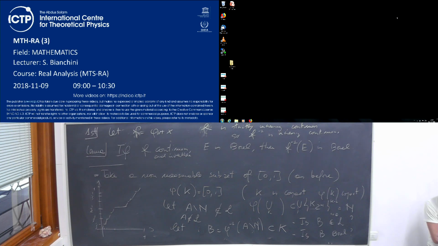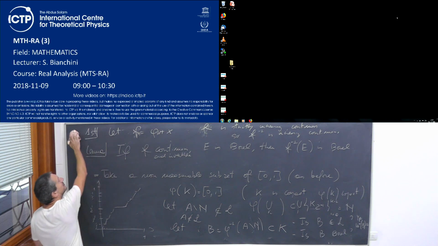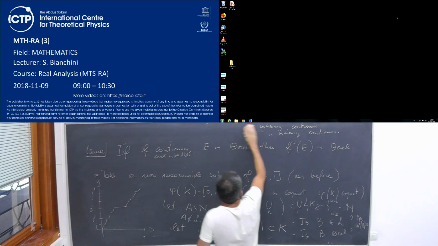Well, it's a subset of K. K is measure 0. So it is measurable, yes, because m star of B is equal to 0. Is B Borel? I need to use the lemma. No, because of the lemma.